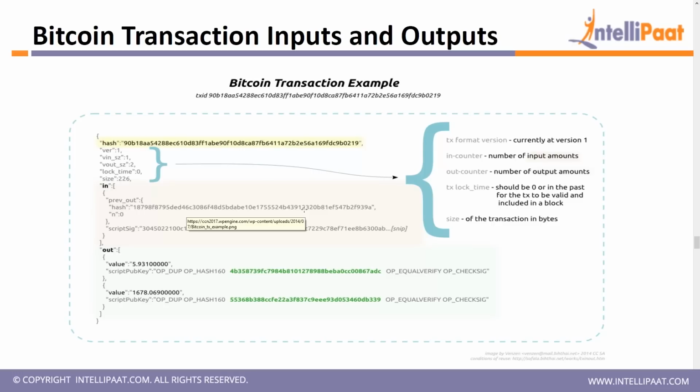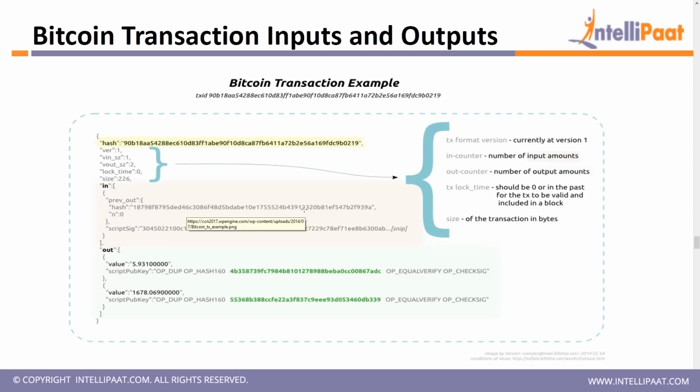So this block of code shows a Bitcoin transaction example. In the example, you have three blocks. The first block has the hash of the transaction, then the version of it and other details. You also get an in section and an out section in the transaction example.